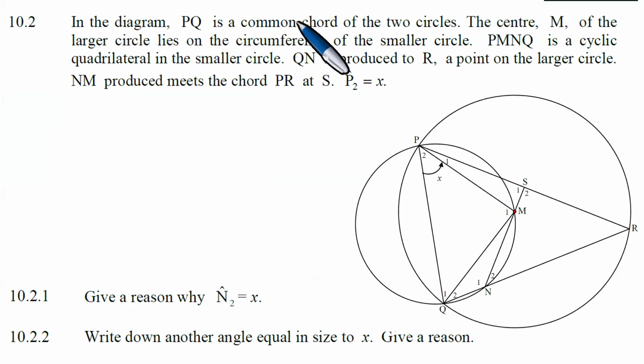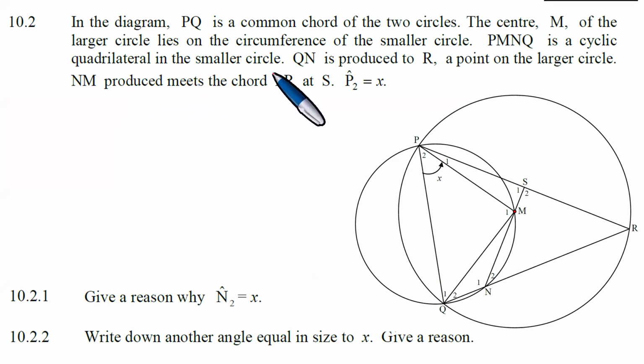In the diagram, PQ is the common chord of the two circles. We can see P here and Q there. And indeed, PQ is a common chord, and common chord suggests that it is a chord of the smaller circle, but also a chord of the larger circle. The center, M, of the larger circle lies on the circumference of the smaller circle, as shown in the diagram. PMQN is a cyclic quadrilateral.